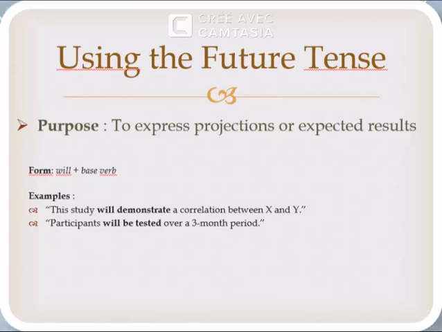So here let's look at the examples. The study will demonstrate a correlation between x and y. This means we expect the study to show a specific result. Example number 2, participants will be tested over a 3-month period. Here, we are clearly stating what will happen during the research timeline. So the future tense helps us talk about outcomes and actions that are planned or predicted in a precise and professional way.